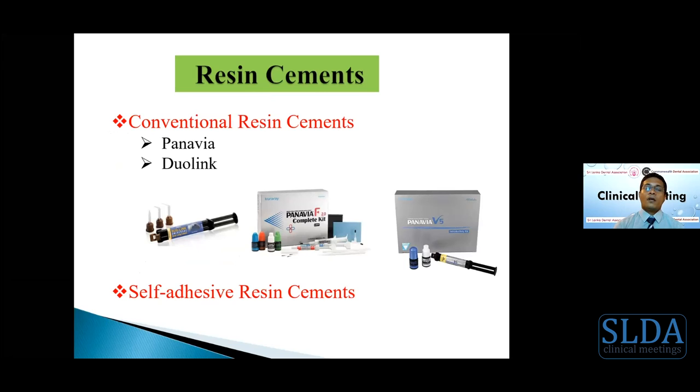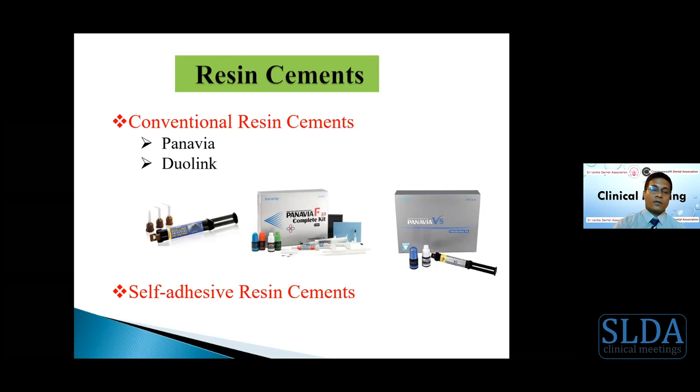Now, as I said before, these are some examples of conventional resin cements. So you have Duolink Universal, and you have Panavia. There is a series of Panavia products starting from Panavia F up to the fifth generation, that is Panavia V5. With these products, the techniques are actually technique sensitive. Like I said, you have to etch and prime the tooth preparations before you coat with resin cements.